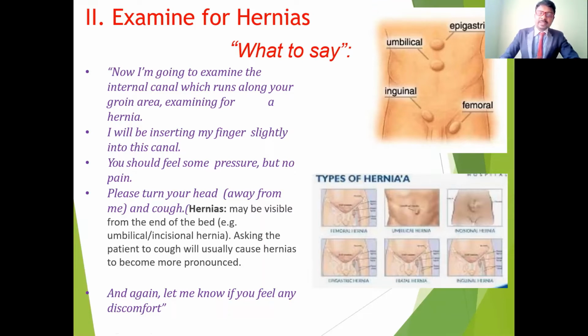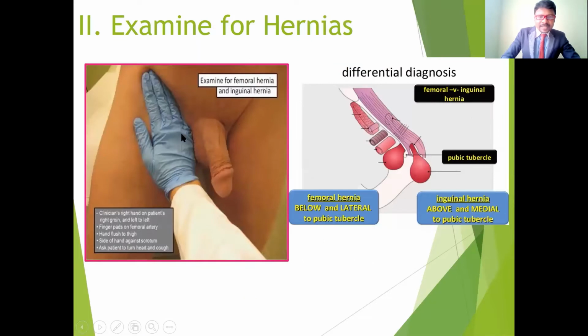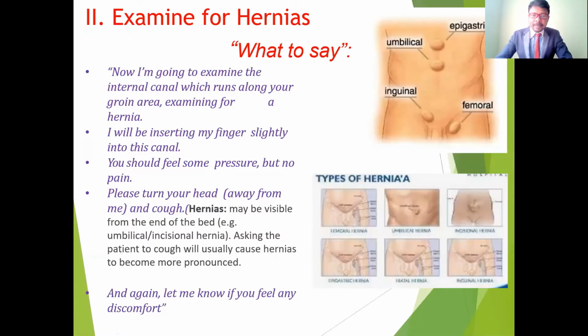So here we have to explain. I'm going to examine the inguinal canal, which runs along the groin region. So we have to palpate in the inguinal regions. How to place it here? Where exactly are we going to place our thumbs and finger pads on the inguinal region, and how to palpate for any external mass. This is going to be especially for inguinal hernia and also femoral hernia.